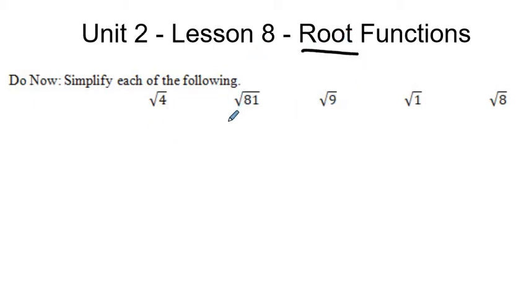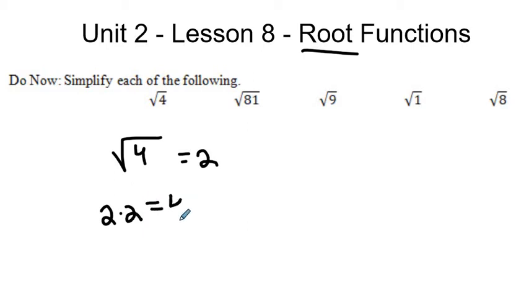But before we get into root functions, let's talk a bit about square root and what this little symbol means. This symbol is called the radical. Typically the radical means the square root. We're looking for what number times itself equals the number underneath. So we know that the number that when multiplied by itself equals 4 is 2. So we say the square root of 4 equals 2 because 2 times 2 equals 4.